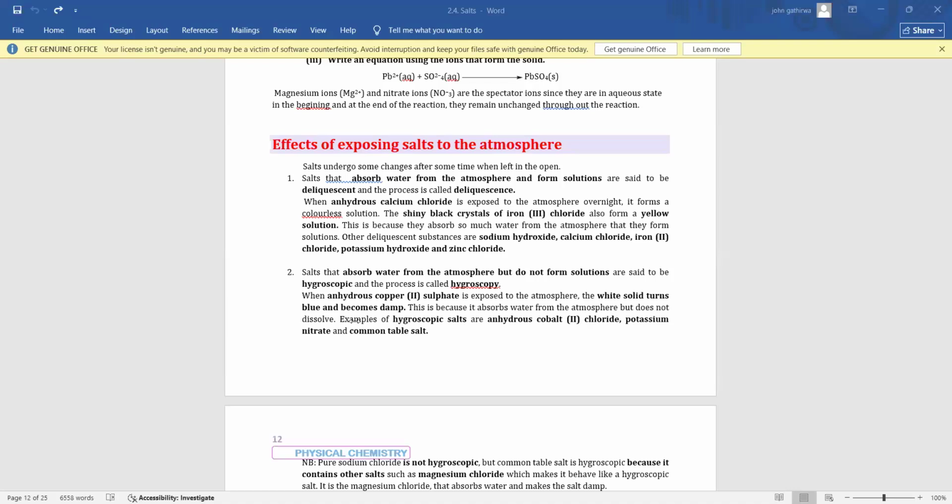Anyone with an alternative answer? Who has an alternative answer? Only on that part of sodium, apart from adding sodium directly to water, what else can we do?